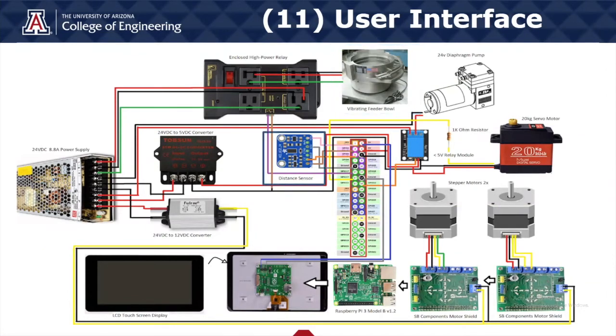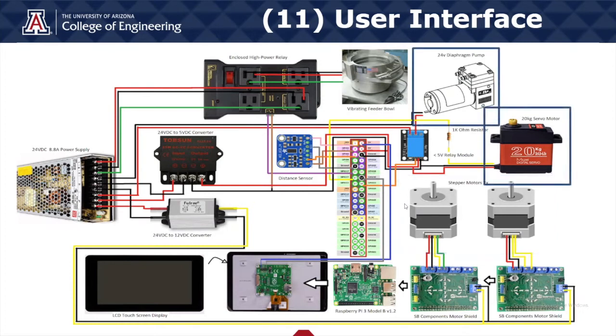Then is a distance sensor, which is located on the iButton bus. The 2 stepper motors are for the clear cover removal and the re-rolling assembly. Lastly, the diaphragm pump and servo motor, which are for picking up and moving iButtons on the pick and place.